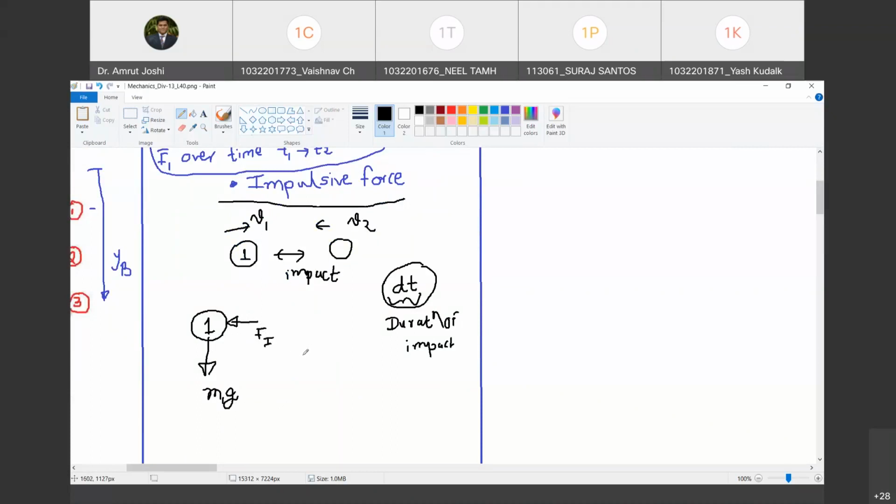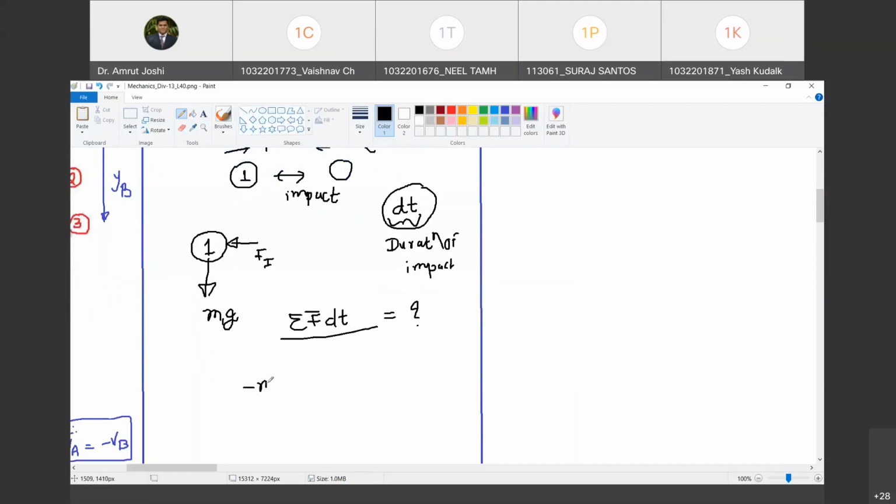Just for the sake of understanding, we will say that this impact force is not time varying. Let us say it is constant. We know that it is not, but let us say it is constant. If it is Fy, can you tell me what is the summation of impulses of all the forces on this object during the impact? So what I have to say is this is minus m1g. It is acting in y direction. So let me call this as y. Let me call this as x.